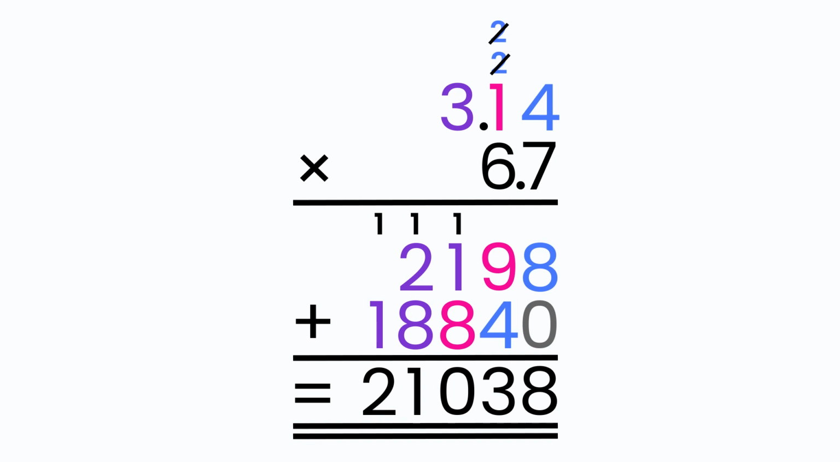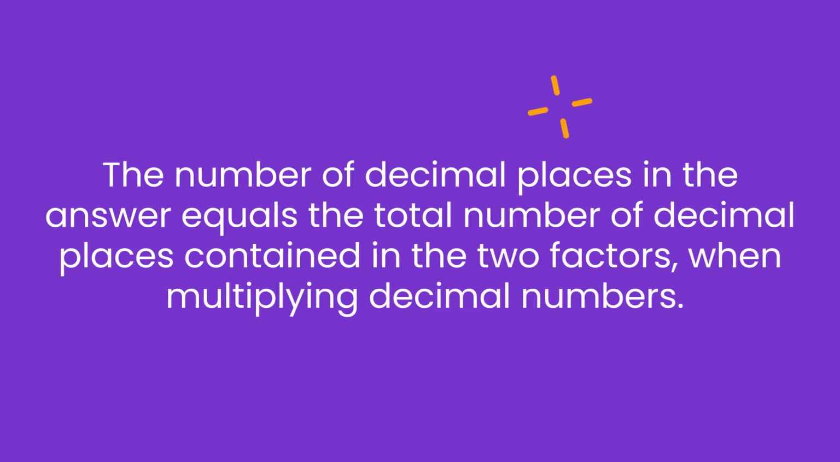Remember that you have decimal numbers here, and you had 3 decimal places in total. You need to put the decimal point such that this answer also has 3 decimal places. That is, between the 1 and 0. The final answer is therefore 21.038. The number of decimal places in the answer equals the total number of decimal places contained in the two factors when multiplying decimal numbers.